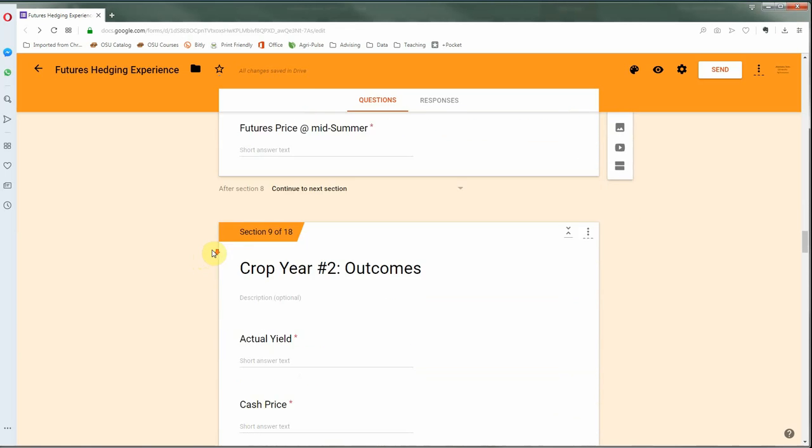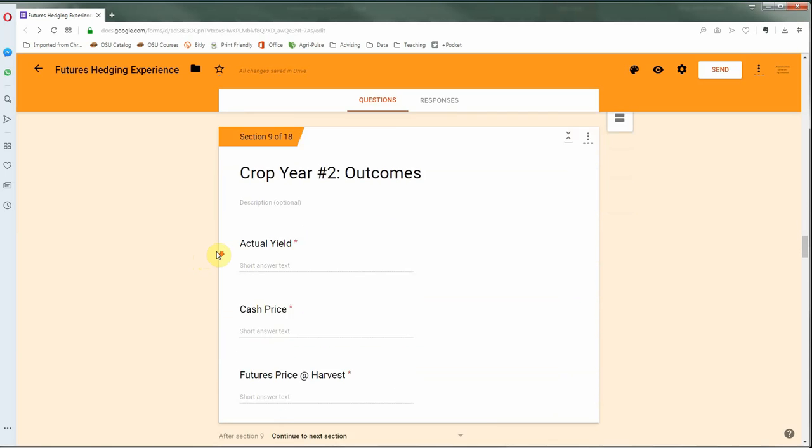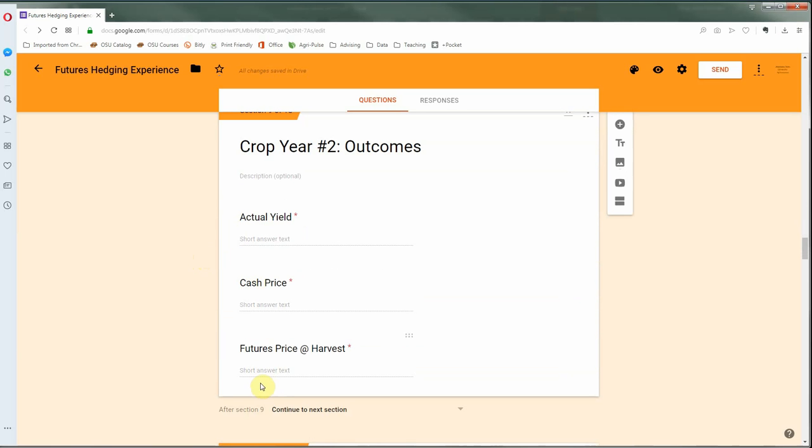And then we get to the end of the growing season at harvest, and they provide the outcomes. Now, I don't have them calculate for year 2, 3, and 4. I don't have them calculate the realized price and the profit, largely because it's just such a time-consuming process, and I want to speed it up. I want to get through more than just the first crop year.